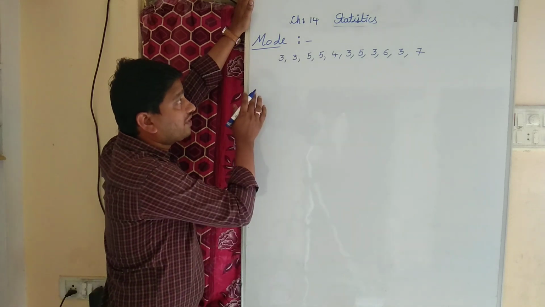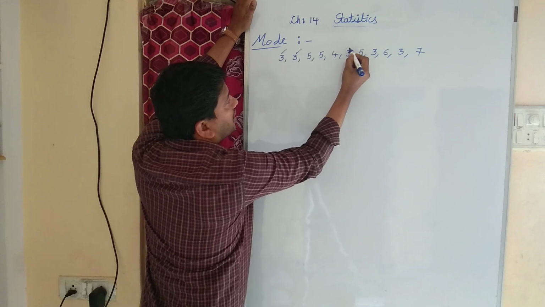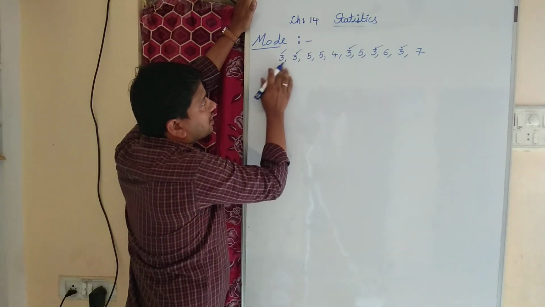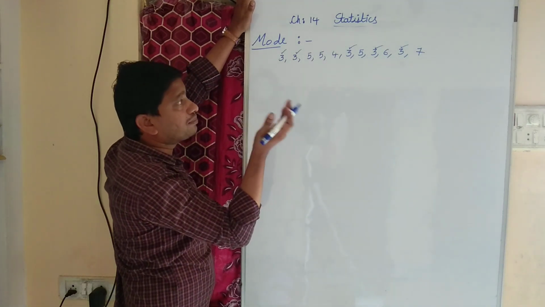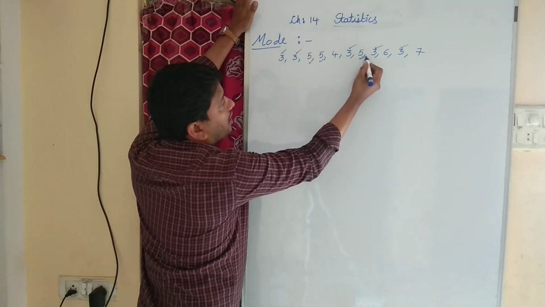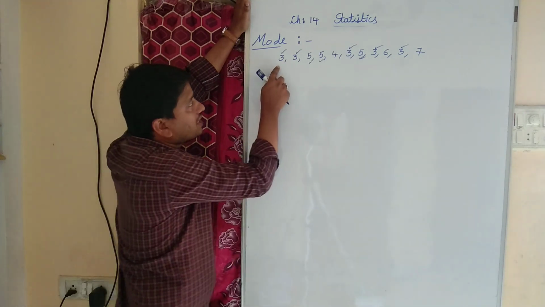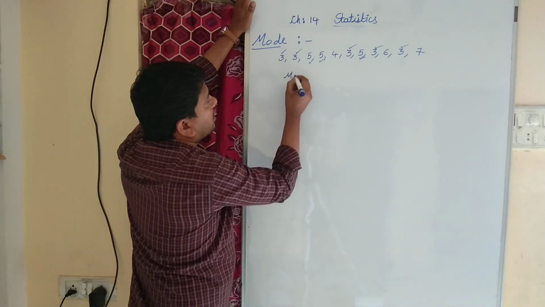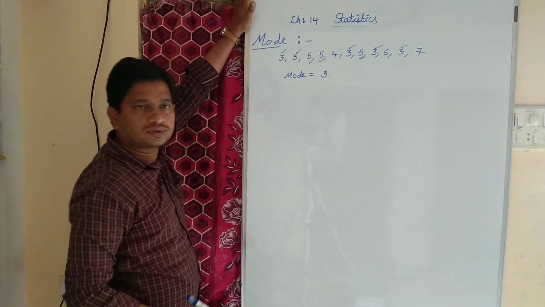If you observe the given data, the observation 3 is repeating several times. I mean, in this case 3 is repeating 5 times. Is there any observation repeating most frequently? Of course, 5 is repeating several times, that is only 3 times, whereas 3 is occurring 5 times. So what is the mode of the data? The mode of the data is 3 here, right?